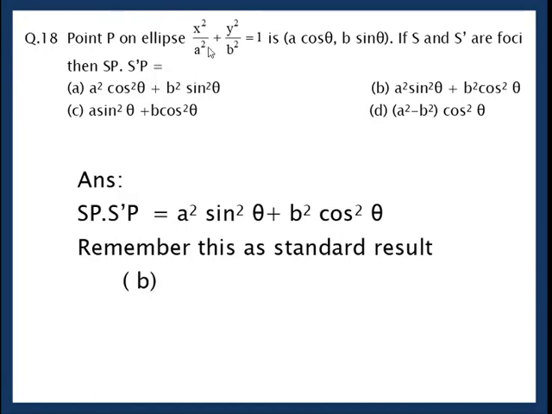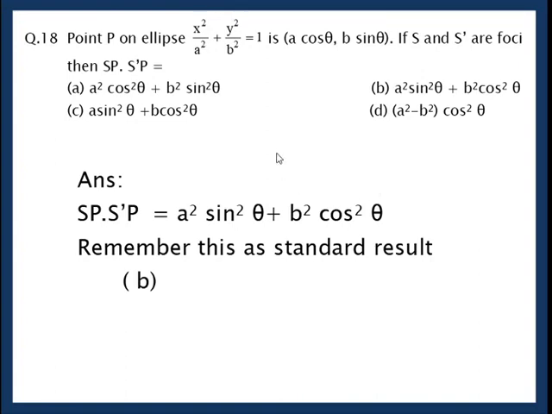Point P on the ellipse is (a cos θ, b sin θ). Remember, these are parametric equations of the ellipse. If S and S' are foci, then SP into S'P. I will advise you to remember this as a standard result. Of course, if somebody asks you to prove this, you should be able to prove that. In fact, you will find the proof in the next 2-3 slides. But remember this as a standard result.